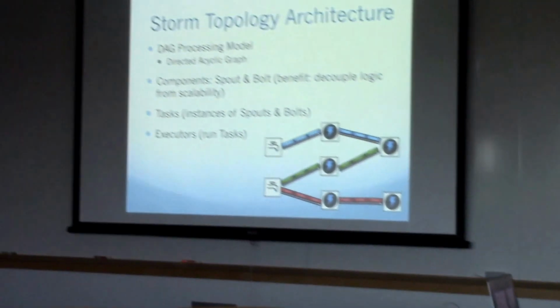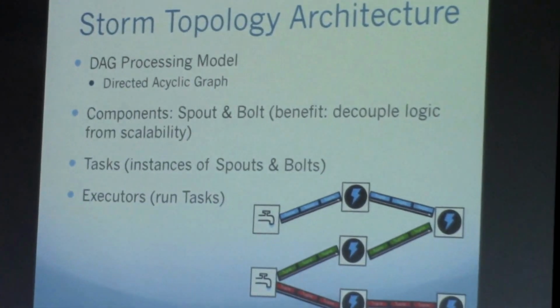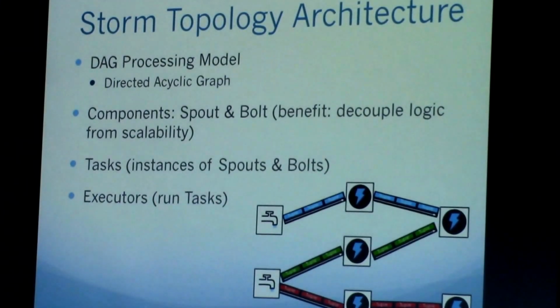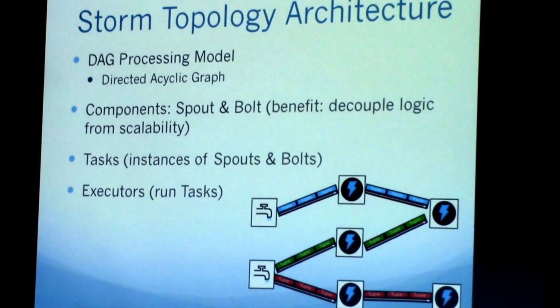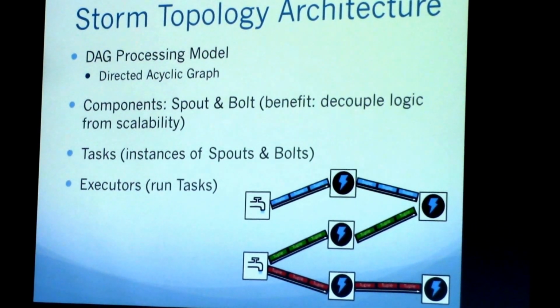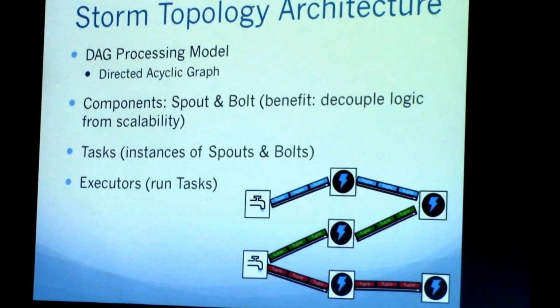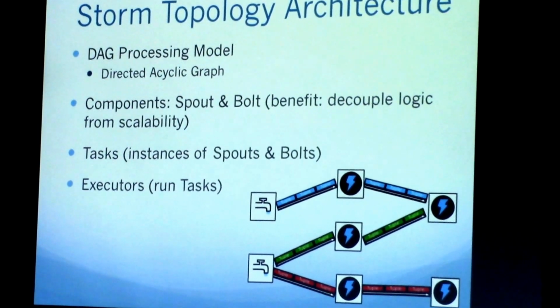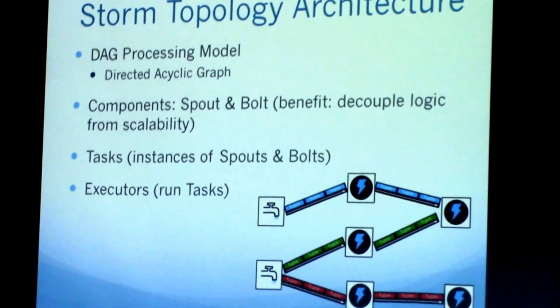The topology is what does the processing logically. You can have one or more topologies running on a Storm cluster. So you could either have one well-sized cluster that runs one topology, or you could have a massive cluster that runs multiple topologies.